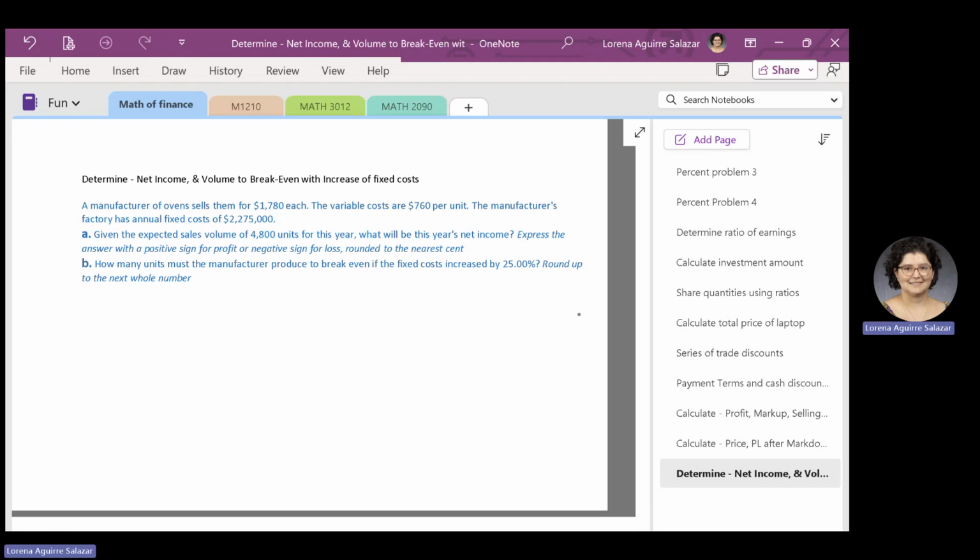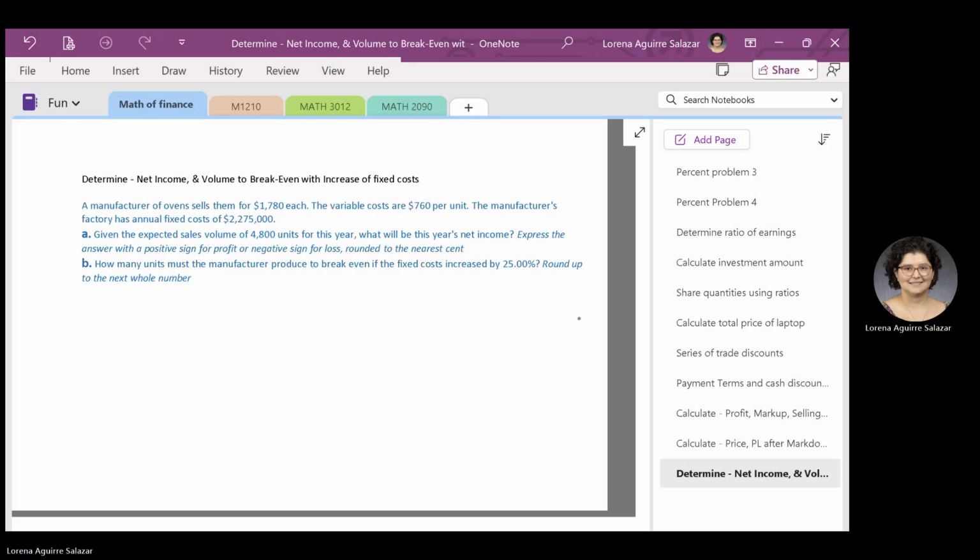Hello, and welcome to this example on determining net income and volume to break even with increase of fixed costs. We have the following problem. The manufacturer of ovens sell them for $1,780 each. The variable costs are $760 per unit. The manufacturer's factory has annual fixed costs of $2,275,000. There are two parts.